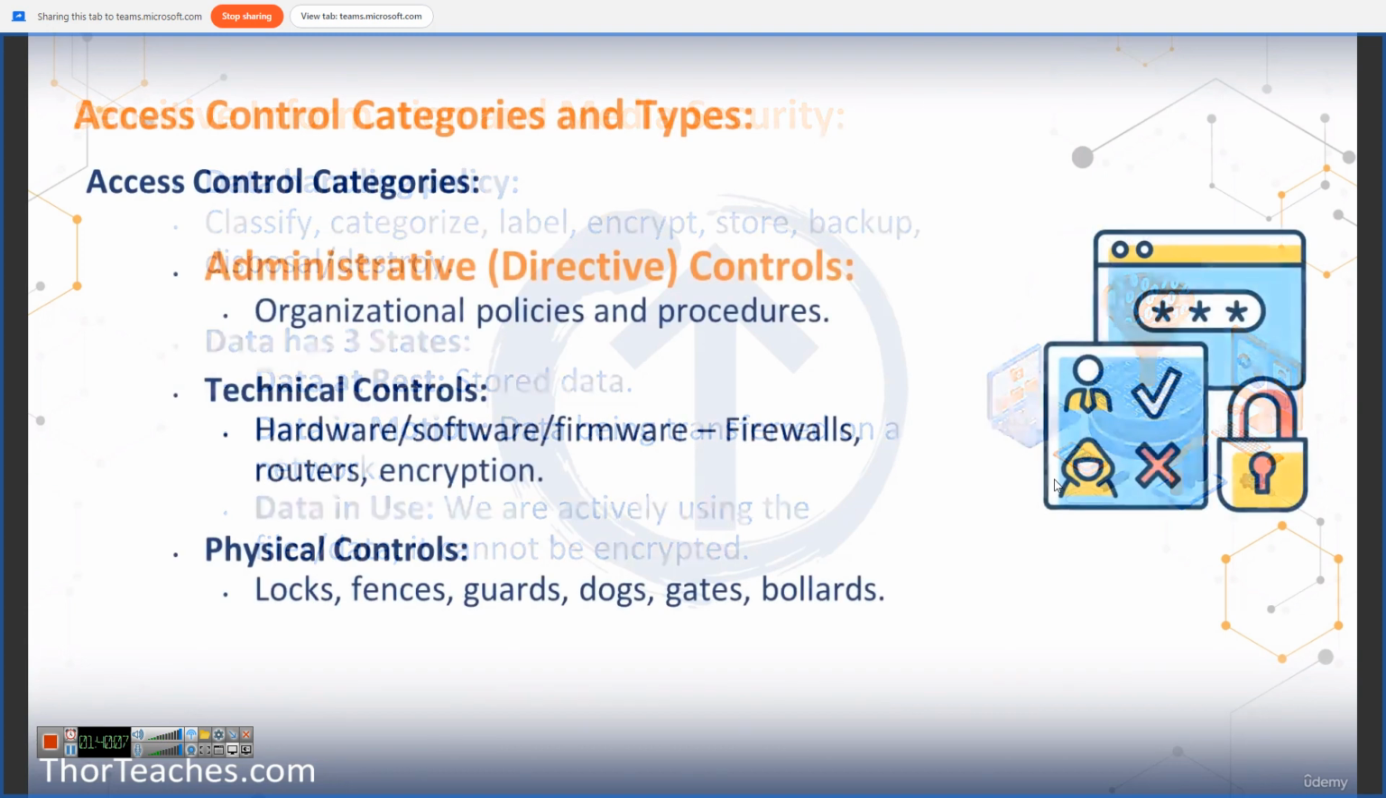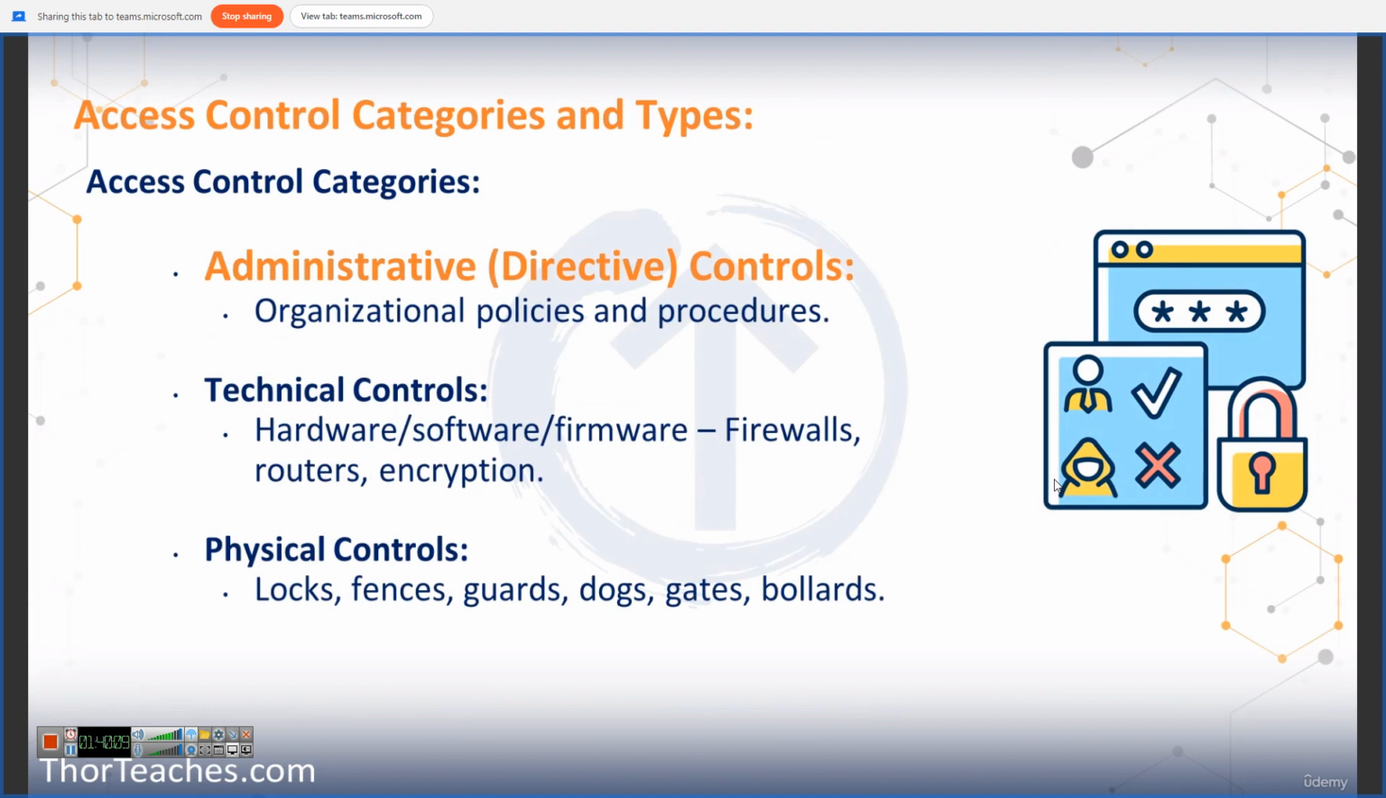Alright, let's recap. We talked about administrative or directive controls. Those are policies and our procedures. Many people don't think they are as important as the technical or physical controls. I think they're maybe even more important because we use them to design the technical and physical controls.